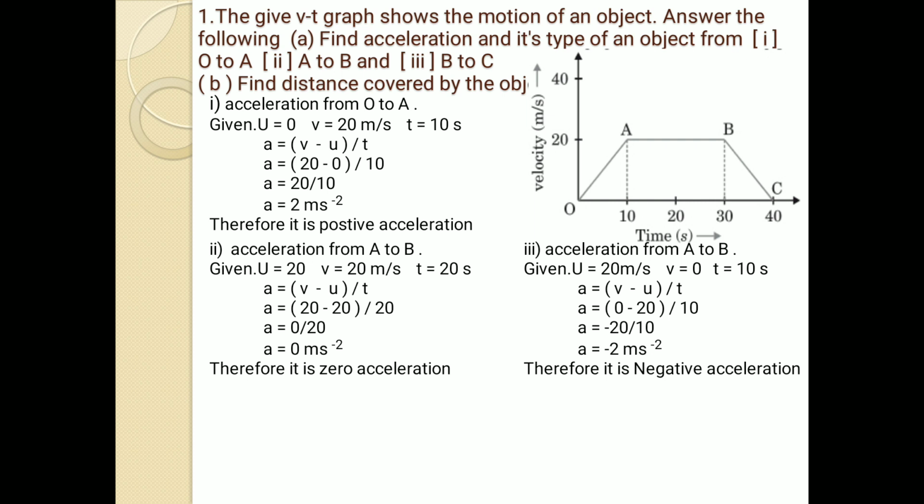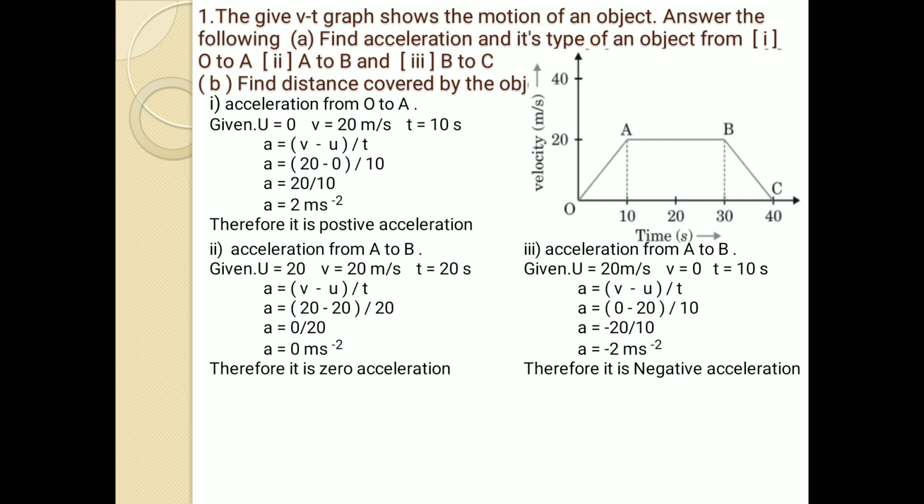What have they given? Initial velocity is 20 meter per second only. At point B, I am telling that is the initial velocity now, because we need to find out acceleration from point B to C. So initial velocity at B. What's the velocity corresponding to B? 20 meter per second only. And final velocity is 0 because see, point C is at 0. There is no velocity at all. C corresponding to the y-axis is 0. So v is equal to 0. t is equal to 10 second. Is it clear? 10 second.